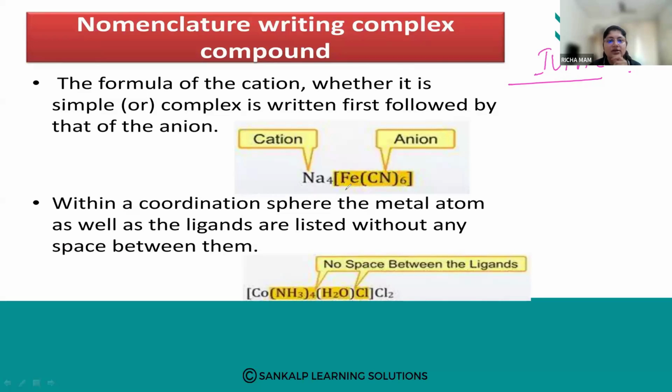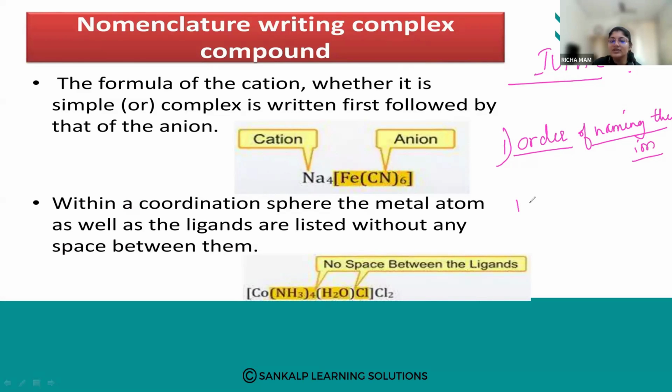So how are we going to follow the order? First one is the order of naming the ion. In both positively and negatively charged coordination entities, the cation is named first. So if you have both a cation and an anion entity, what are you going to write? You are going to name the cation entity first.